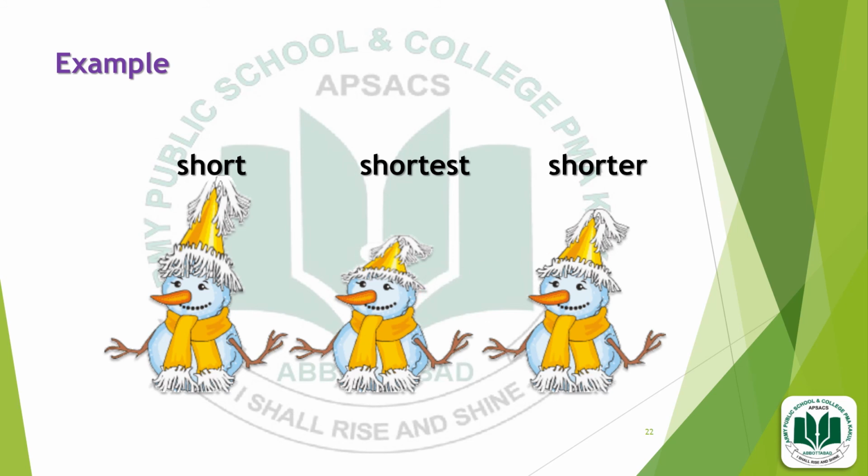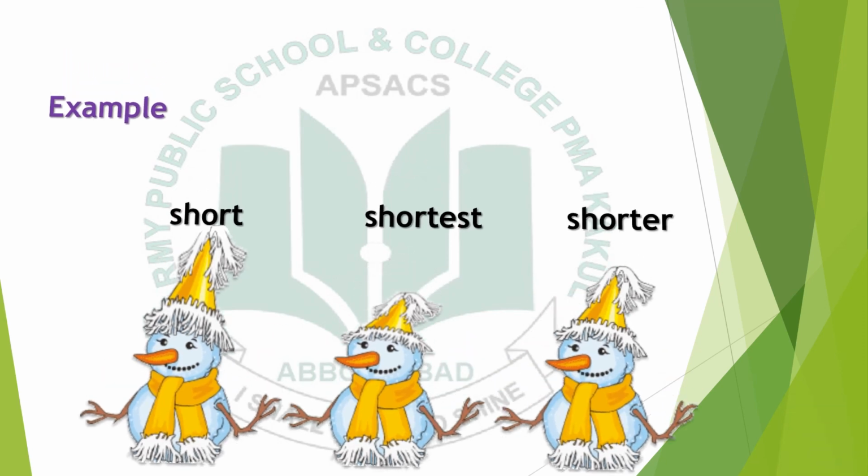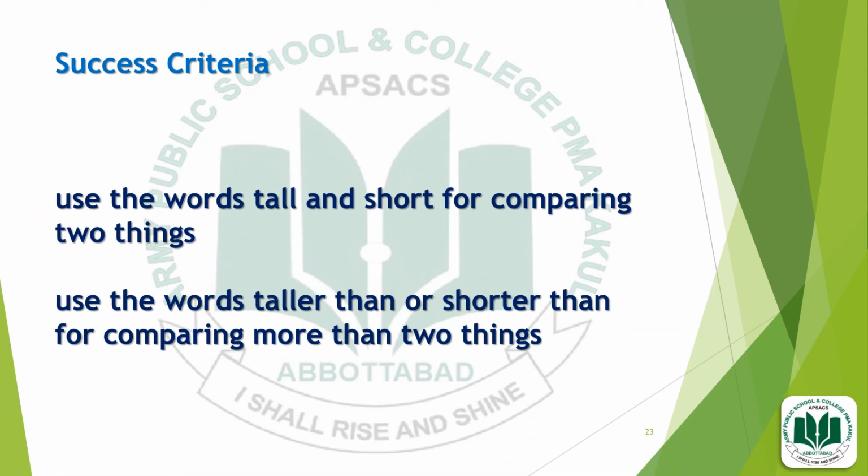So when you are comparing things, you have to look at the picture carefully. Before you start any written work, you have to remember the following point. Use the words tall and short for comparing two things, and use the words taller than or shorter than for comparing more than two things.